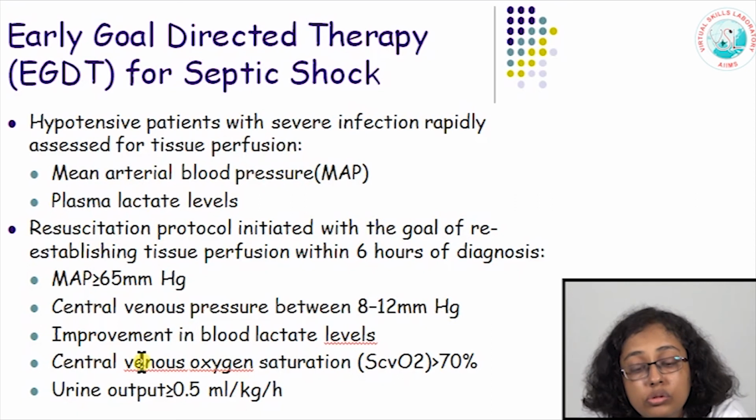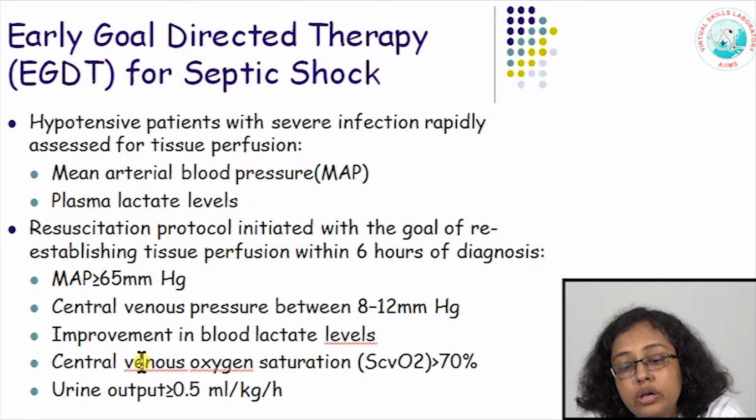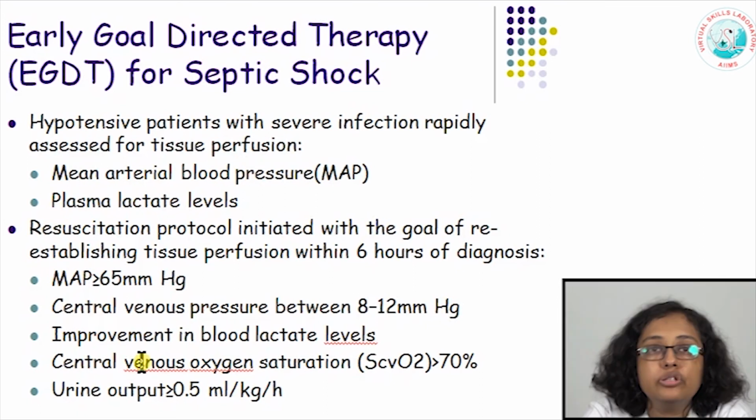And what should be the goal? Mean arterial pressure should be raised to at least 65 millimeters of mercury. The CVP should be maintained between 8 to 12 centimeters. The blood lactate levels should be corrected. The central venous oxygen saturation should be more than 70%. And the urine output should be restored to at least 0.5 ml per kg per hour.